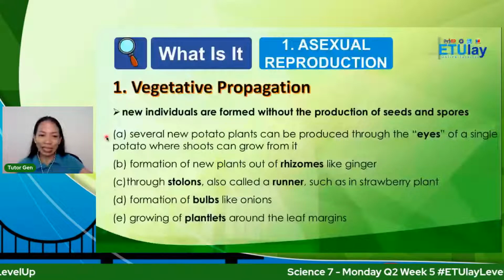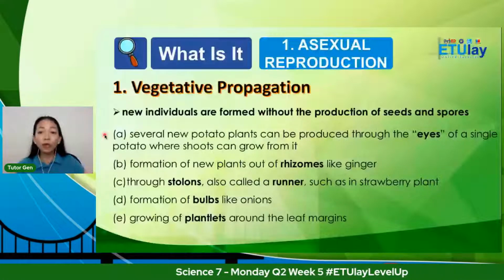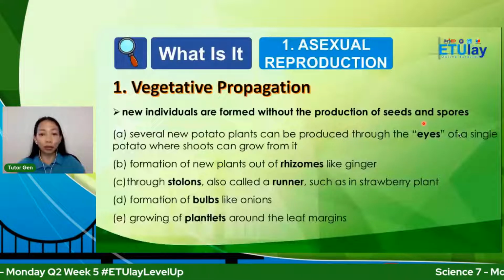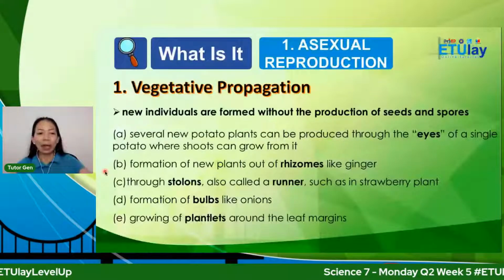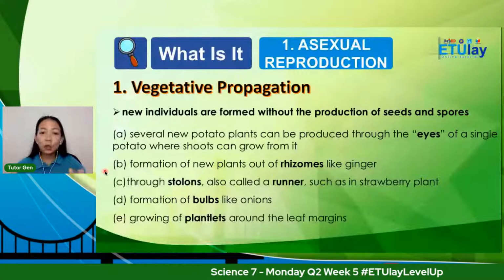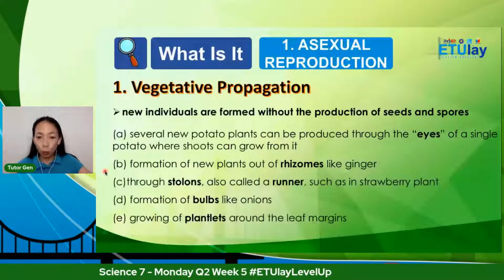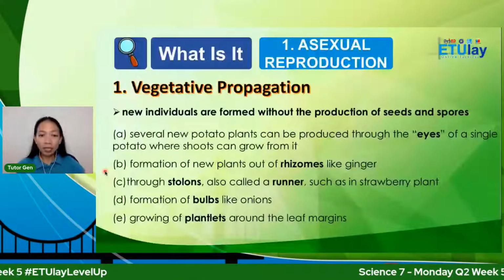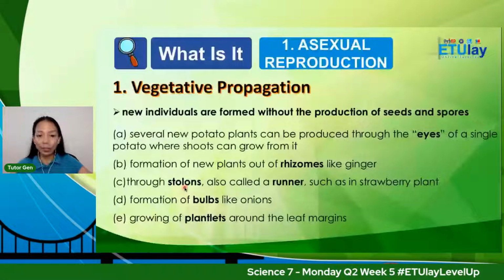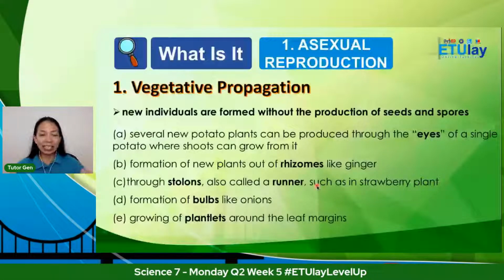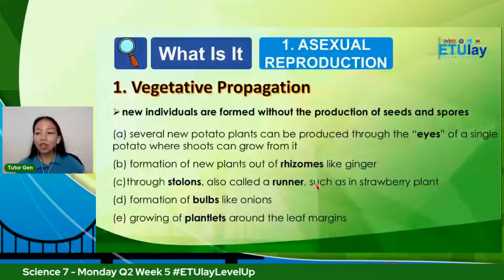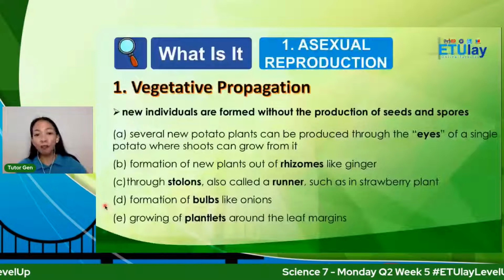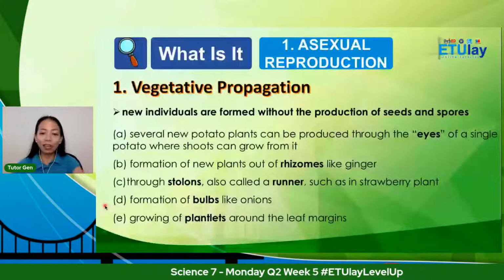You have new potato plants can be produced through the eyes of a single potato where shoots can grow from it. So we have what we call eyes. Letter B, formation of new plants out of rhizomes like ginger, luya. Letter C, through stolons. We call these stolons also as runners. Now, they are examples natin sa strawberry plant, meron din sa mga grasses. Okay. Letter D, formation of bulbs like onions. Letter E, growing of plantlets around the leaf margins.